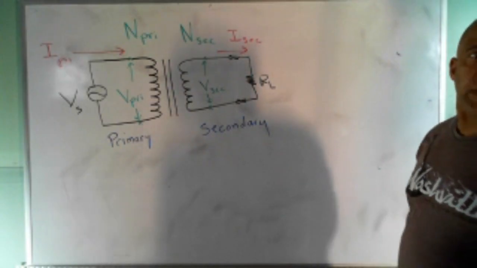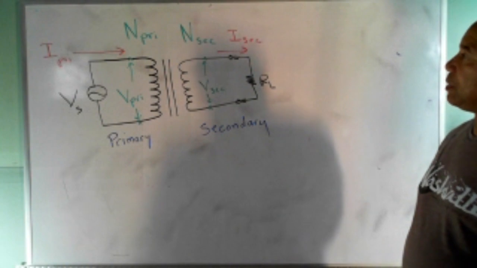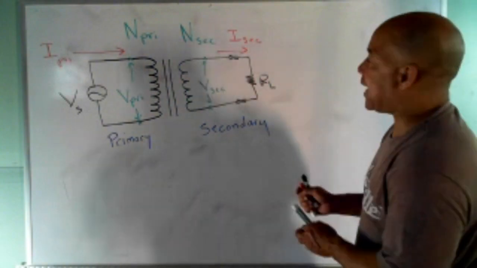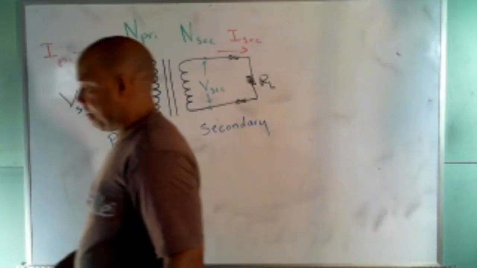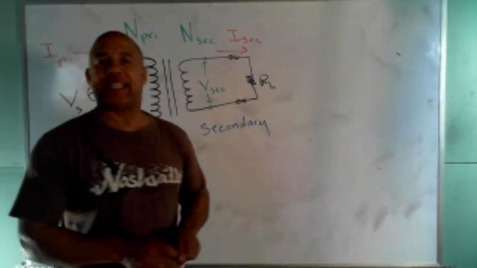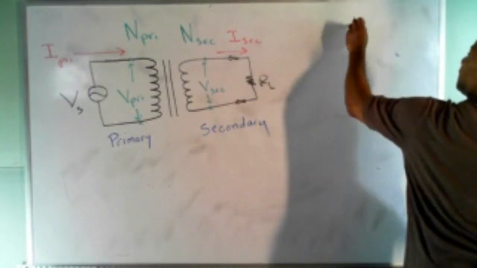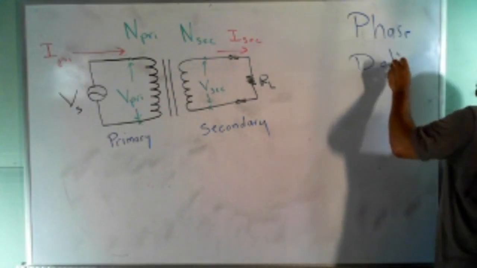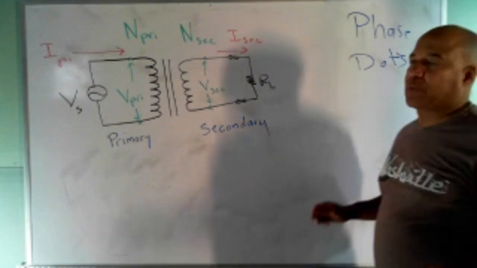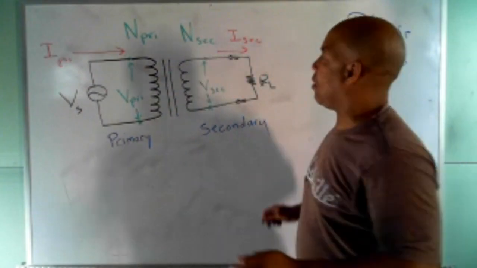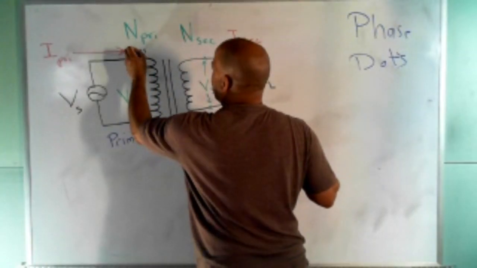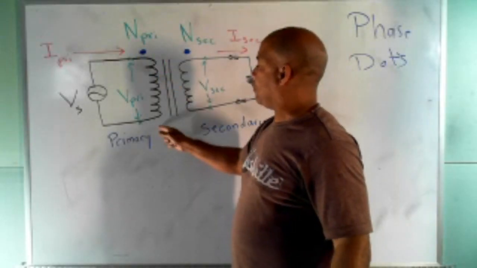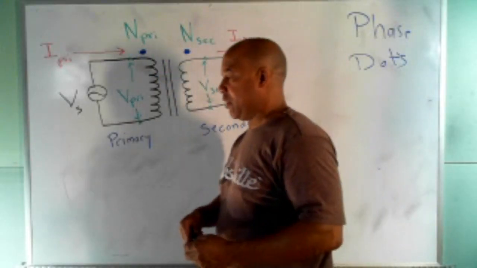Now there's just one more thing I want to show you. There's something called phase dots. Let me write that down. Phase dots. Sometimes when you look at a schematic of a transformer, you'll see these dots like this. You might have 2 dots on the top or 2 dots on the bottom. It doesn't really matter where they're drawn. Let me tell you what that means.